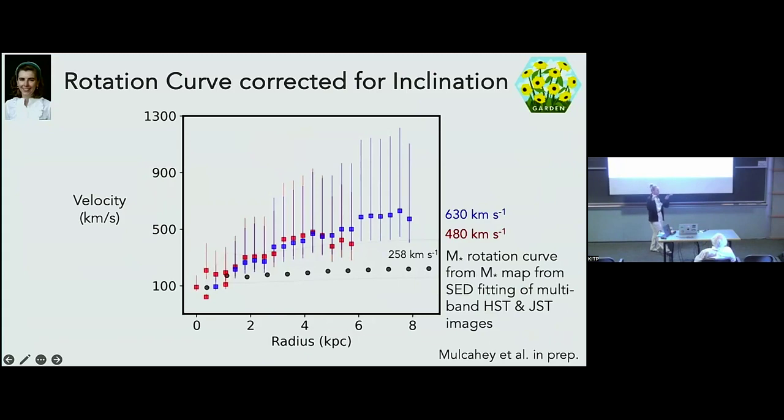We created a stellar mass map from SED fitting. I skipped over a lot. Then in that map, we binned it in different annuli, and so we now have a radial profile of the stellar mass. Then we did the math to measure the rotation only due to those stars. So this is the difference you look at because it's spatially resolved.